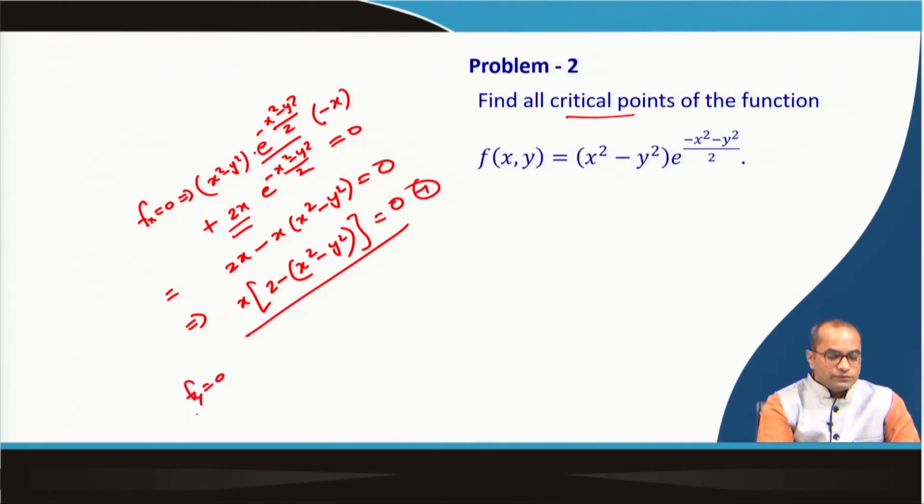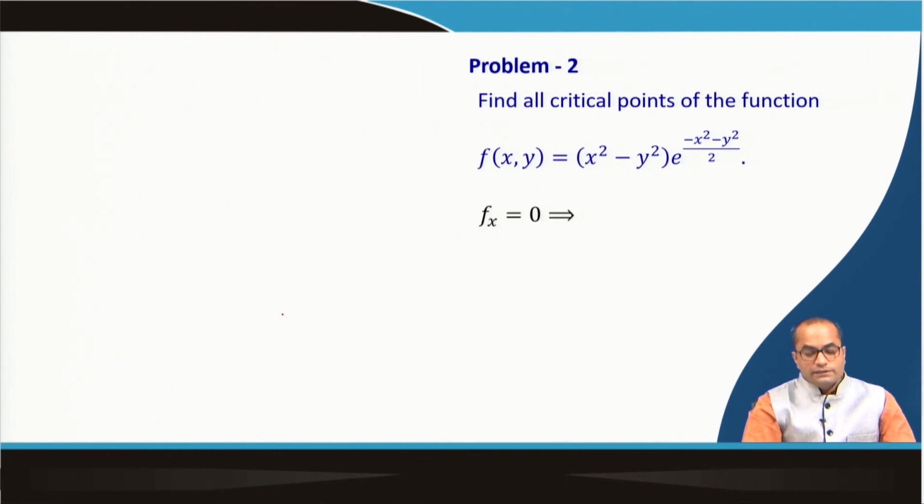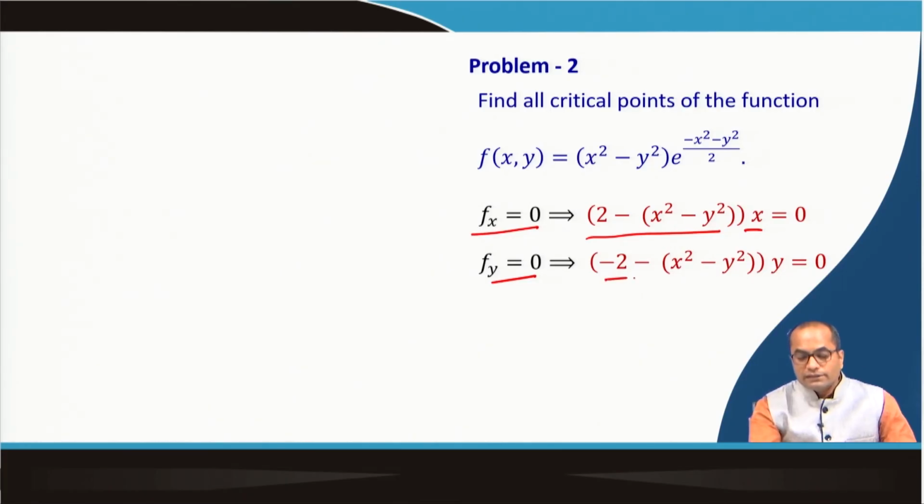Similarly, fy equal to 0 we set, and we will get another equation. There is a symmetry in x and y, so similarly, instead of x we will get just y in the second equation. So we have (2 minus x² minus y²) x equal to 0 from fx equal to 0, and for fy equal to 0 we are getting (minus 2 minus x² minus y²) times y is equal to 0. This is the second equation we are getting.